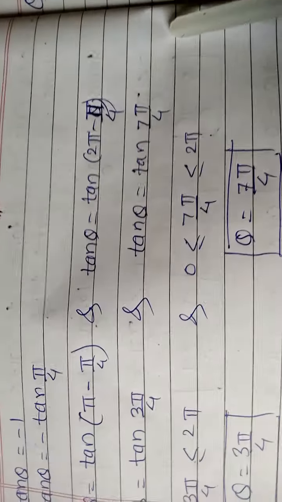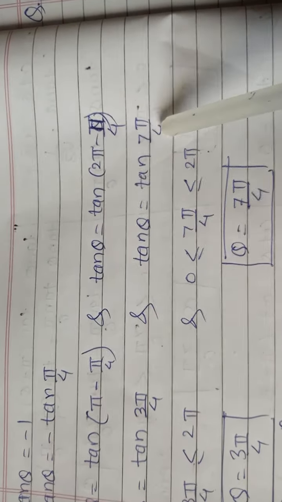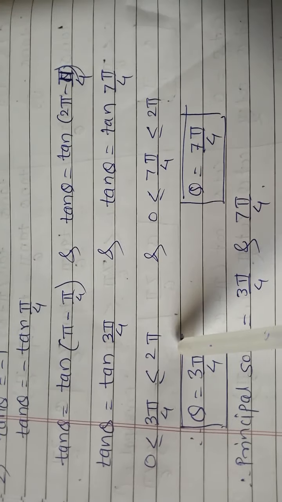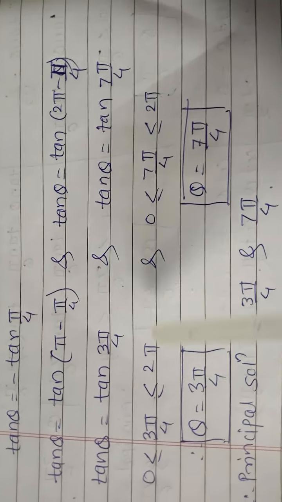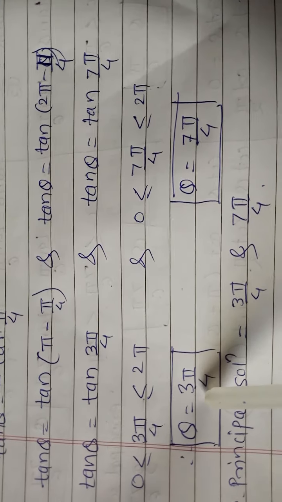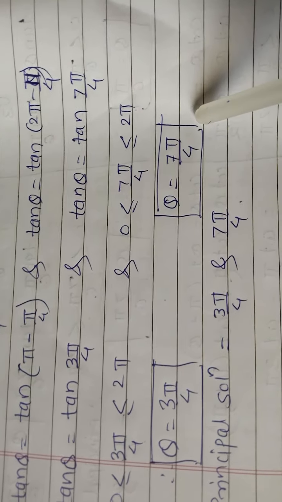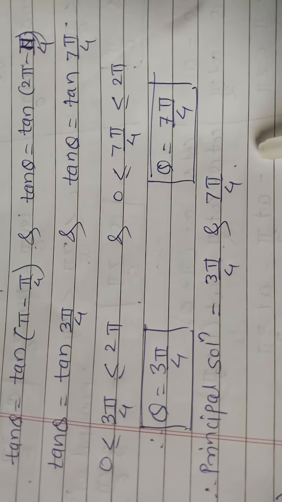So tan theta equals tan of pi minus theta. See the second quadrant angle. Instead of writing theta we write pi by 4, and the second value, tan theta equals tan of 2 pi minus theta. Instead of writing theta we write pi by 4. By solving this, LCM is 4, so 4 pi minus 1 pi, that is 3 pi by 4, and here also 4 twos are 8 minus 1, that is 7 pi by 4. So these values, 3 pi by 4 and 7 pi by 4, range between 0 to 2 pi, and so theta equals 3 pi by 4 and 7 pi by 4. So these are the principal solutions.